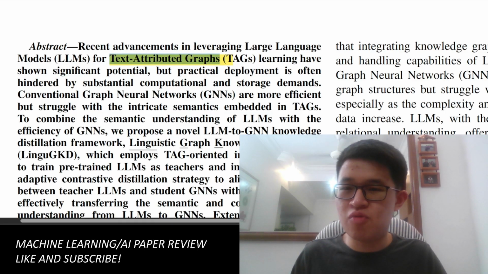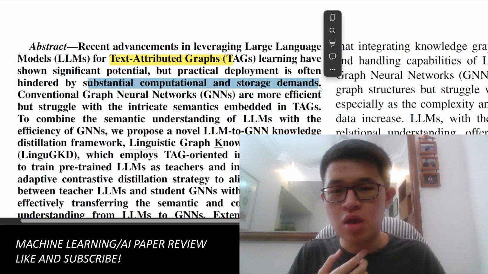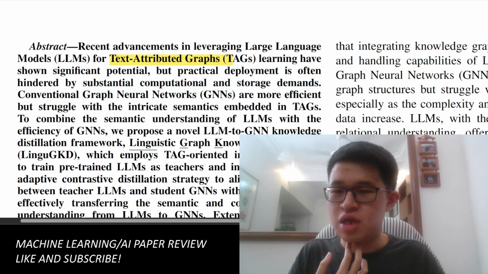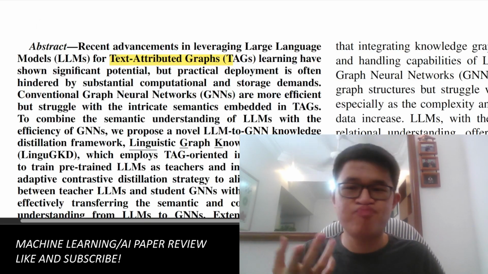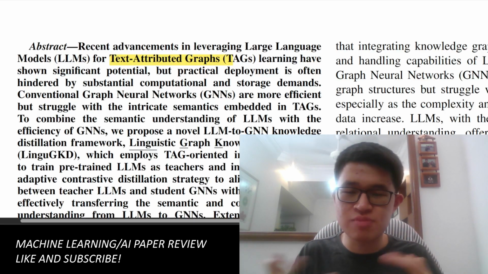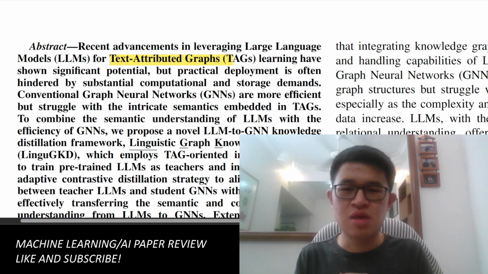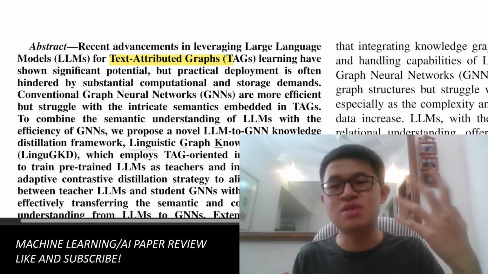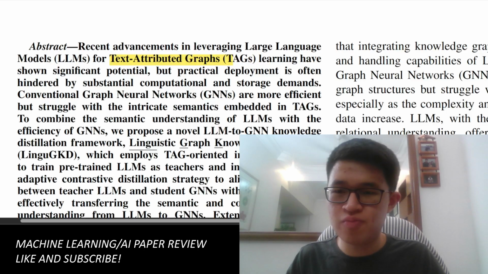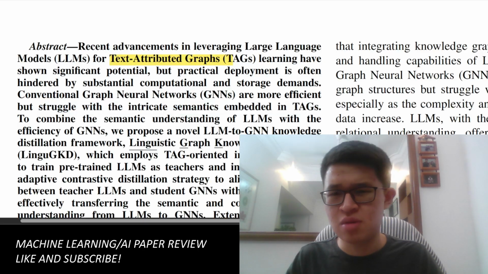Okay, so what they're saying is that doing this kind of approach is great, but it's computationally and storage demanding. And conventional graph neural networks, I would assume you all know what graph neural networks are, but if you don't, it's basically just a type of neural network that takes in an input of a graph and processes it into a prediction output of some kind, any kind, really, right? But here's the thing, graph neural networks are more efficient, but they struggle with the intricate semantics embedded in the text attributed graphs.